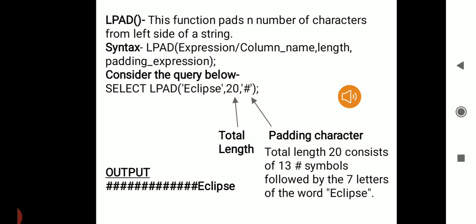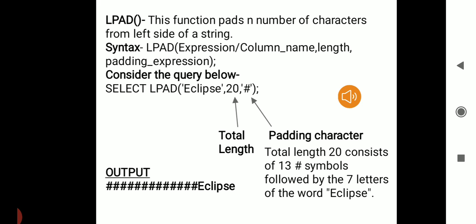Now let's understand the purpose of the total length 20 in this query. At first, see the string eclipse. It consists of 7 letters. Now if we are to make that string 20 characters, we have to add 13 of the padding character hash to the left of the string eclipse. So this results in the padding character hash being displayed 13 times followed by the word eclipse.